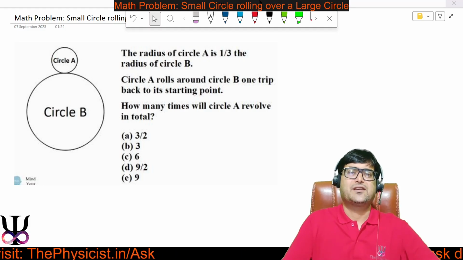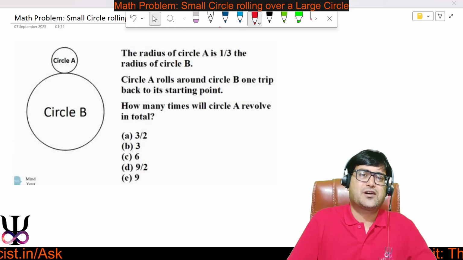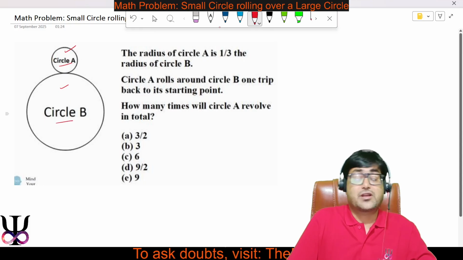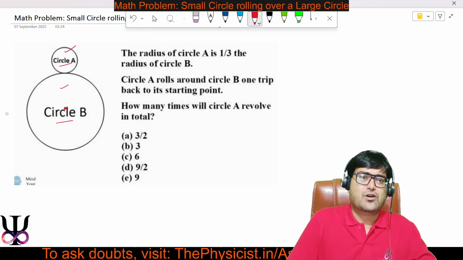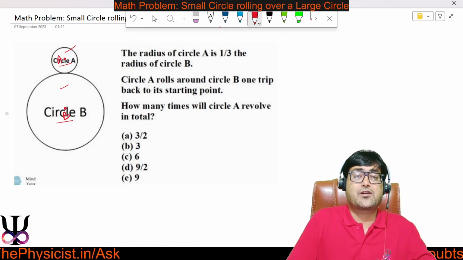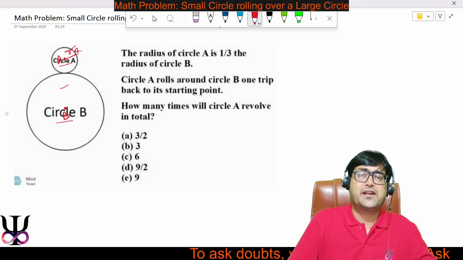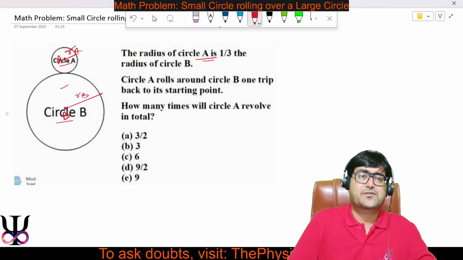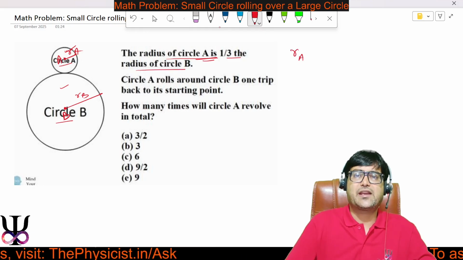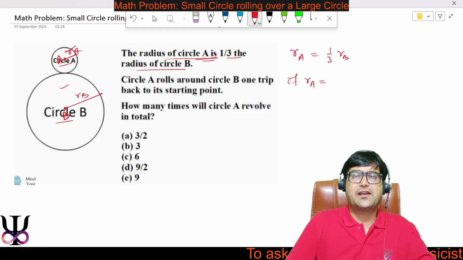Let's read the question. The question says you have two circles, one smaller, one larger. Smaller one is circle A, the larger one is circle B, right? So let's take the center of circle B as B itself, center of circle A is A itself. Now let's say RA is the radius of circle A and RB is the radius of circle B. And it says radius of circle A is one third of radius of circle B. That means RA is one third of RB, right? Now, if I take RA as R, that means RB will be 3R.